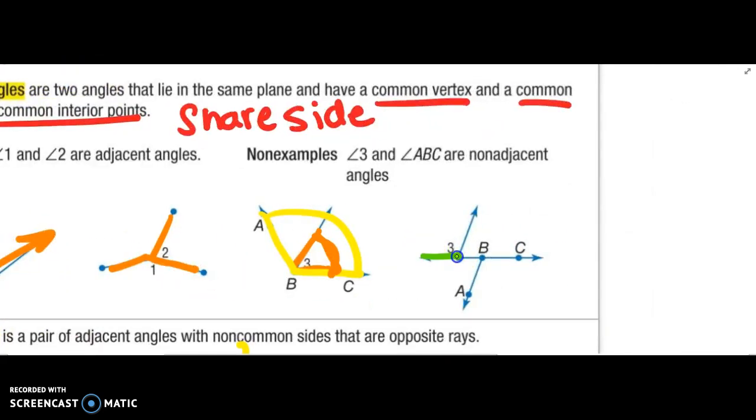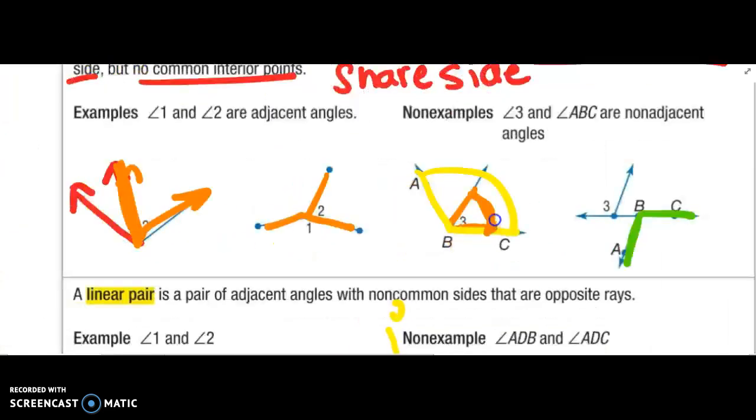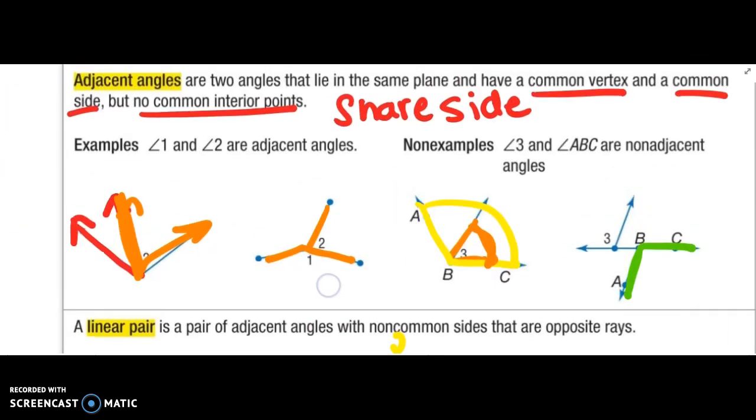Here we have angle 3 and angle ABC, but they're not actually beside each other. They need to share a common side, remember? So that's non-adjacent as well. So that's the first type, adjacent.